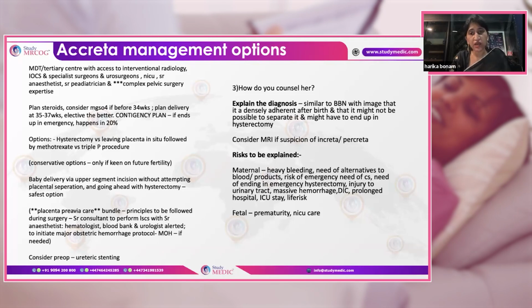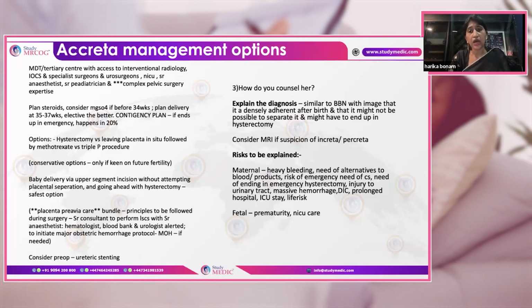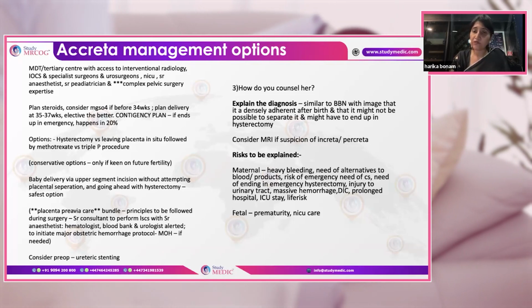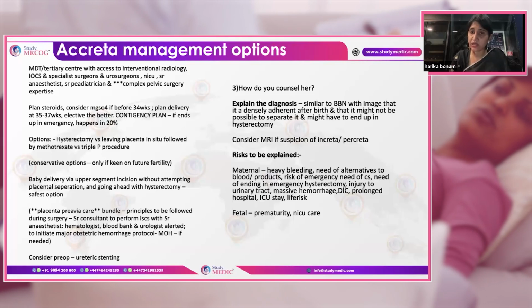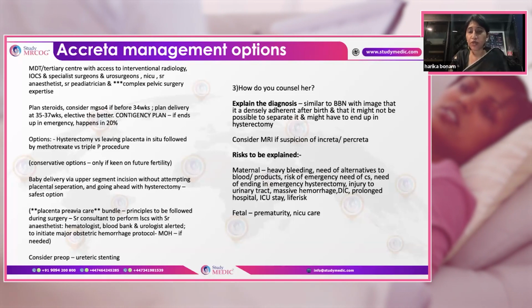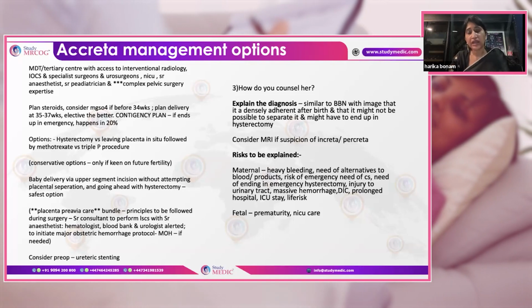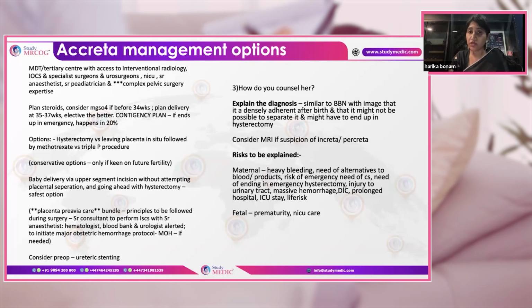Now, how do you counsel her? This patient's counseling is also important. That's why I've added this line. Always, in patients with placenta accreta or adherent placenta, explain the diagnosis similar to breaking bad news. Check if somebody has come with her, and you have to tell her that the image is showing that the afterbirth is densely adherent to the opening of the neck of the womb, and sometimes it is not possible to separate, and this might end up having a removal of the womb.